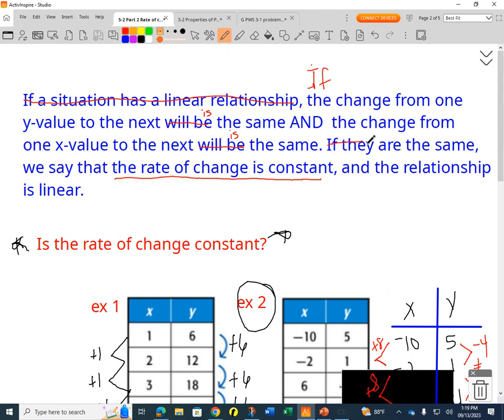So I'm going to scratch out the stuff you're not writing. And the relationship is linear. So here we go. I'm going to underline what you are writing. If the change from one y value to the next is the same, and the change from one x value to the next is the same, the rate of change is constant and the relationship is linear.